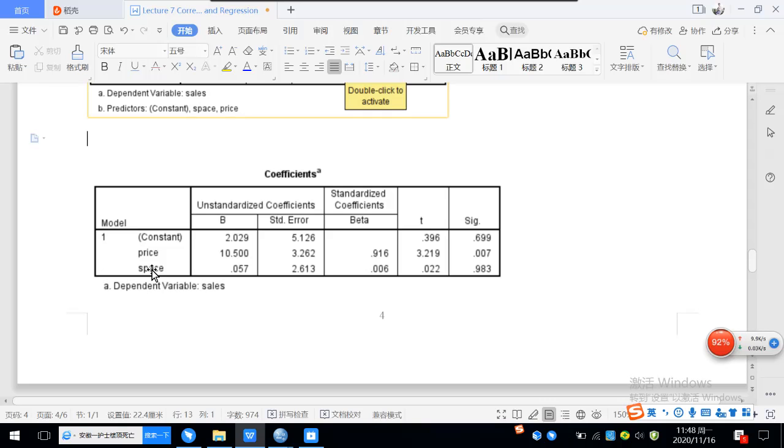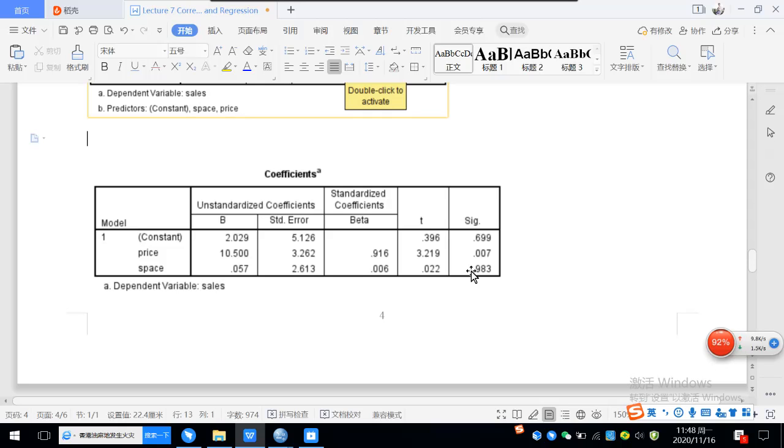Next, space. The t-value is 0.022 and the significance is 0.983. 0.983 is very close to 1, right? So it's more than 0.05. It means the coefficient of space is not significant. It also means space has no significant impact on sales.